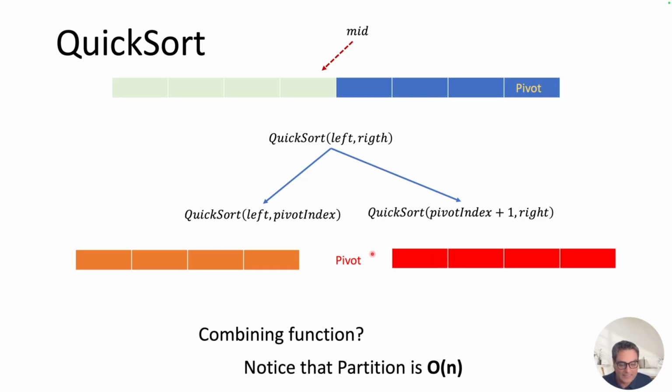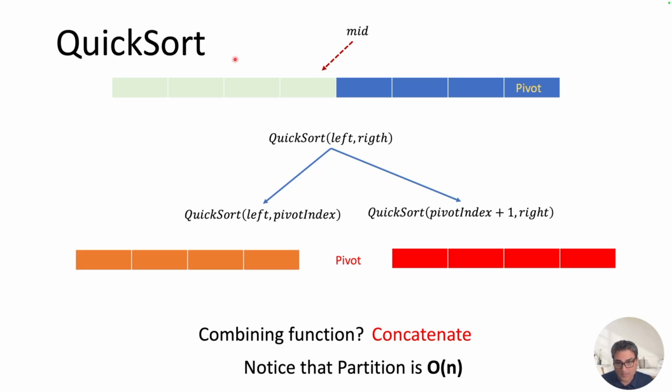Now the pivot element is at its right place because everything on the left side is less than the pivot and everything on the right side is greater than the pivot. And all we need to do is to recursively sort the left side and recursively sort the right side. Now, what is the combining function here? Notice that because this is already sorted and this is already sorted and everything here is greater than everything on the left, all we need to do is just concatenate them. So you concatenate this subarray on the left with the pivot and then the subarray on the right.